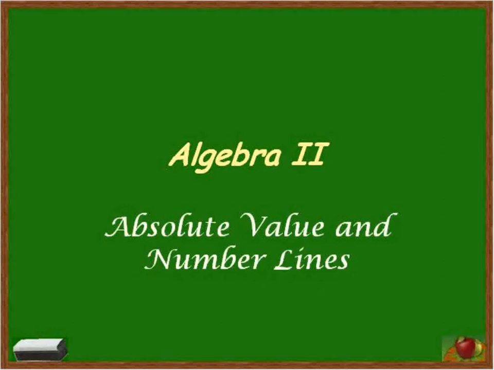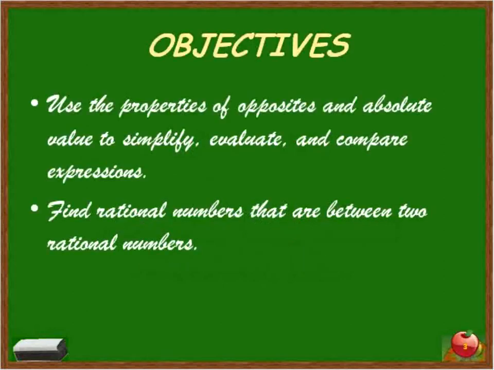Hello everyone, welcome to this Algebra 2 session on absolute value and number lines. So what we're going to be doing is using the properties of opposites and absolute value to simplify, evaluate, and compare expressions. Find rational numbers that are between two other rational numbers.